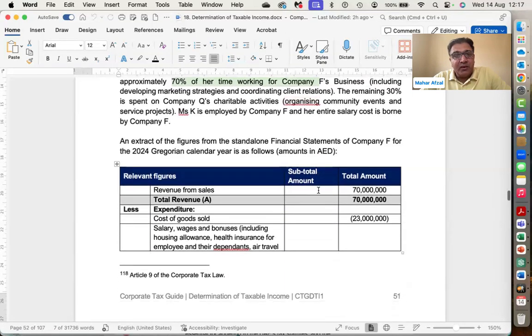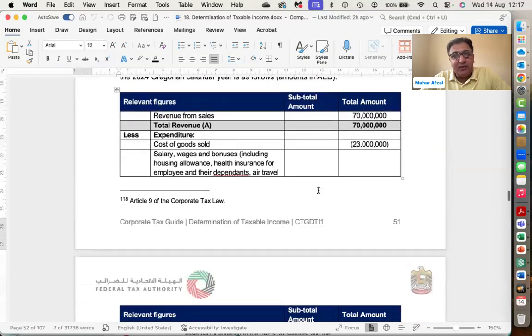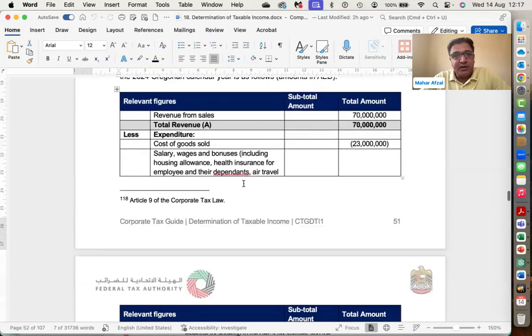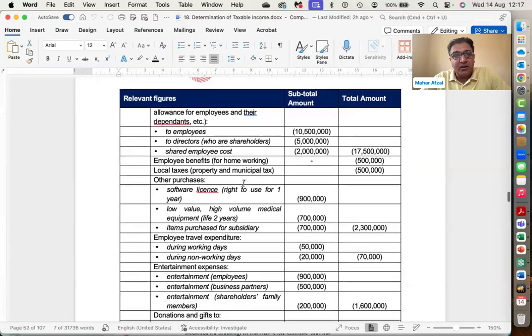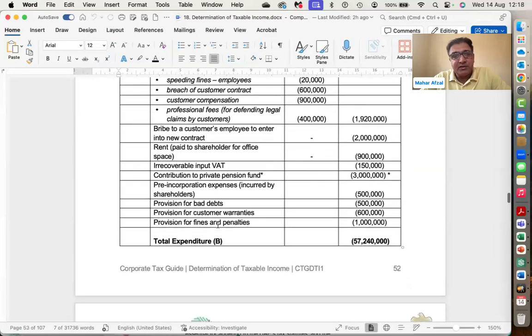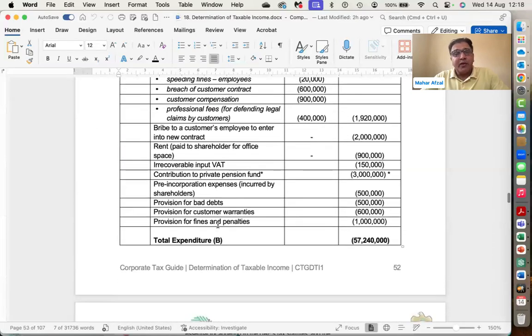Now they have given further information as well: revenue of the company, expenditure, cost of goods sold, and all the employee related expenses. What is this exactly? This is your profit and loss account that you've taken from the financial statement. This is what I was asking. Financial statement preparation is compulsory for every business. Audit is not compulsory for less than 50 million revenue, but the financial statement preparation is compulsory.